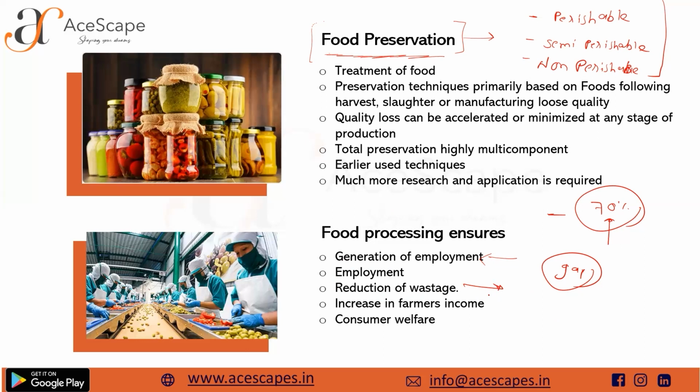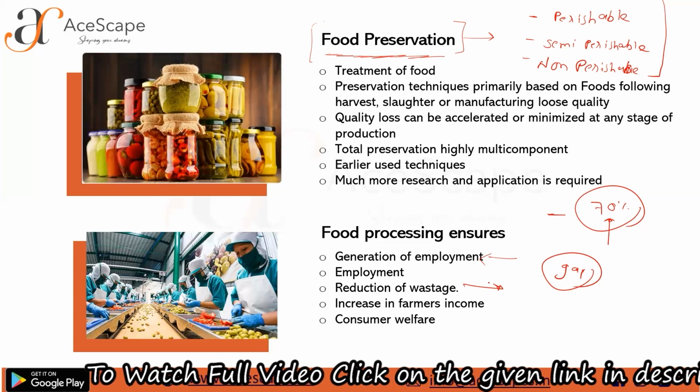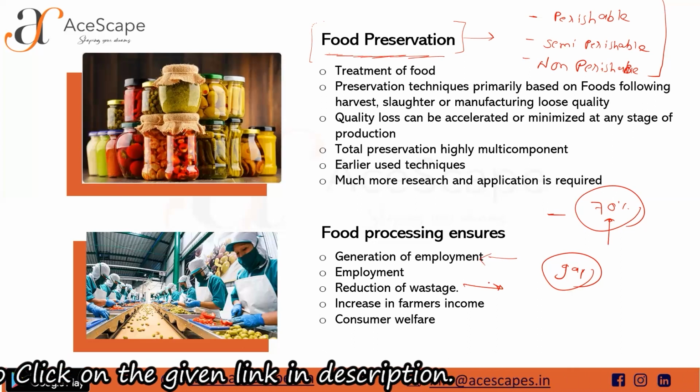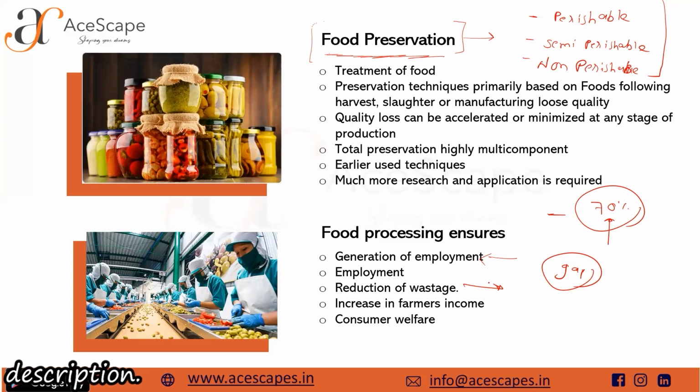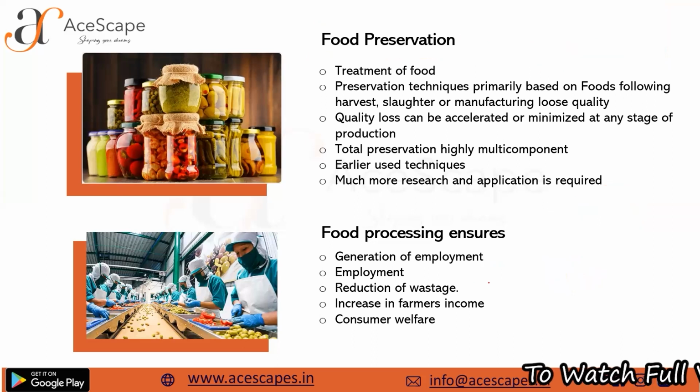The price of tomato and potato reduces when they are in season, but in off season it gets very high. Why this huge fluctuation in prices? That is because of the limited application of processing or limited industries. So that gap we have to fill, right? Then increase in farmers' income: as I told you, in peak season the farmer doesn't get much price, but in off season when we want to buy, the price is very high. So these are the points.